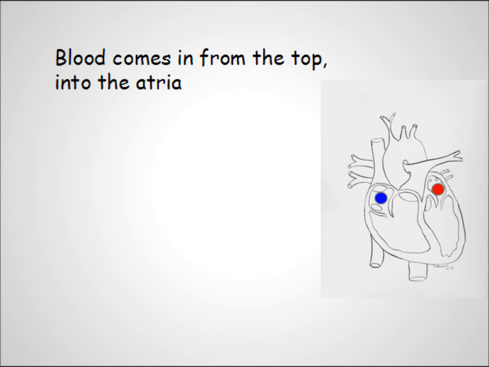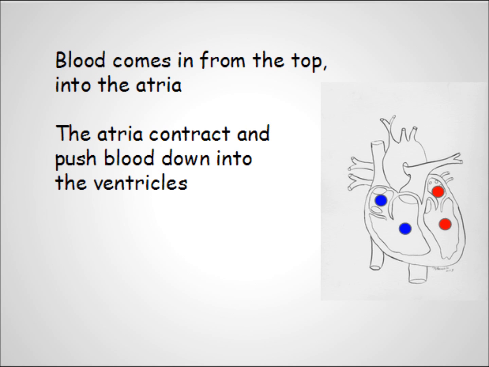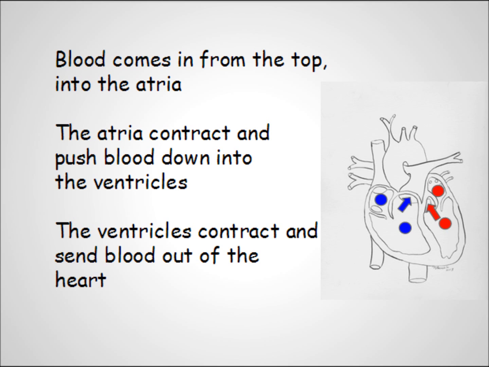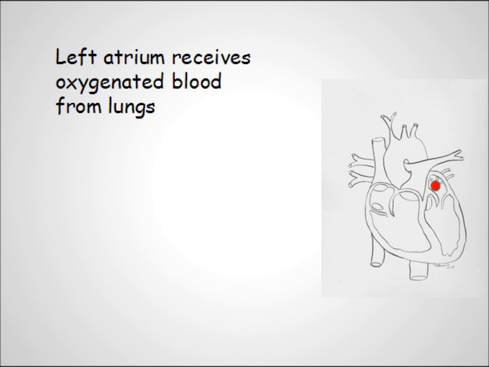Blood comes in from the top into the atria. The atria contract and push the blood down into the ventricles. The ventricles then contract and send the blood out of the heart. Now we'll look at left and right.